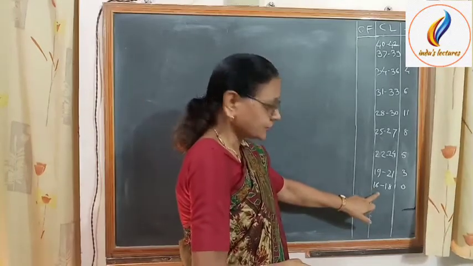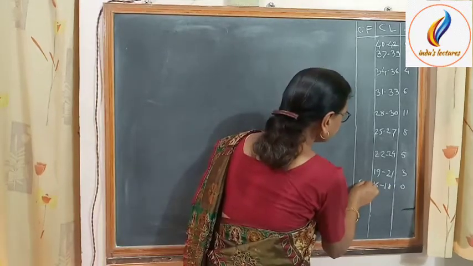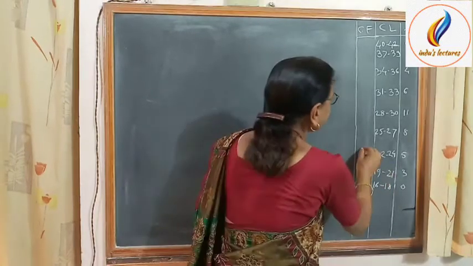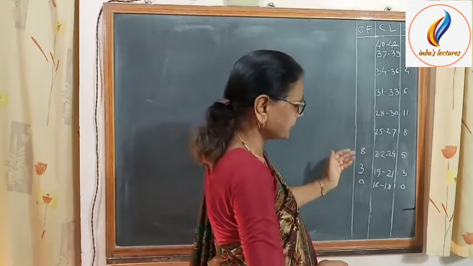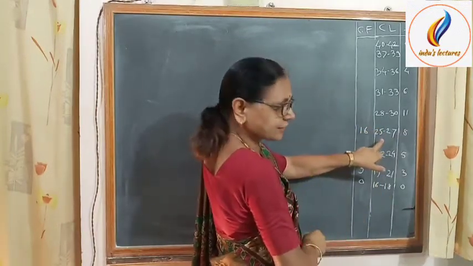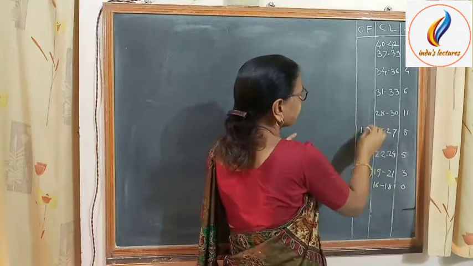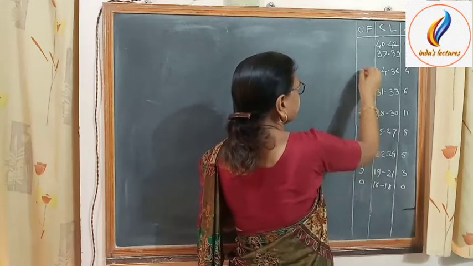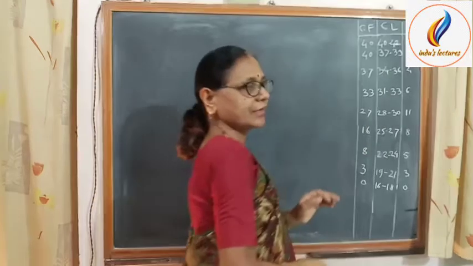Start from the class interval 16 to 18. Its frequency is 0, so its cumulative frequency is also 0. Then next is 3, then 8, because we are adding the next frequency to the cumulative frequency. Now 8 plus 8 means 16, so the cumulative frequency of the class interval 24 to 27 is 16. Then for the next class intervals it is 27, then 33, then 37, 40 and 40.